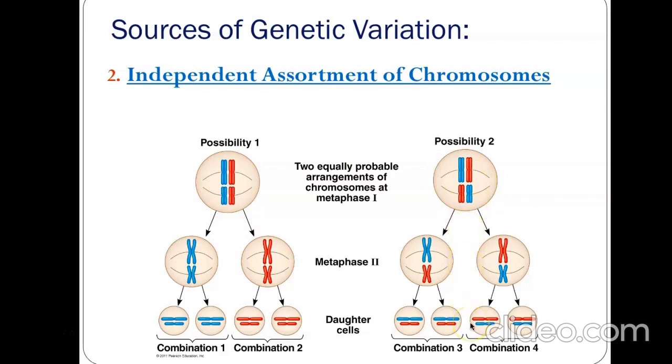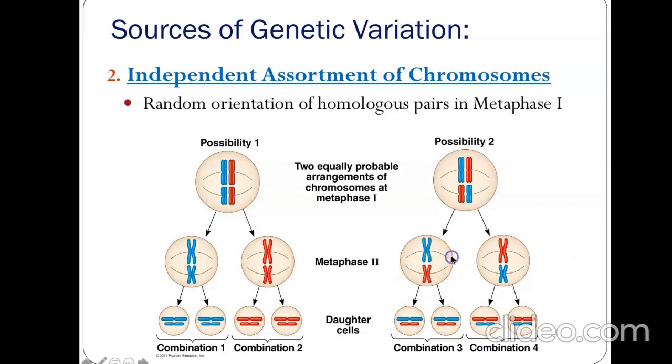So independent assortment of chromosomes is the random chance that homologous chromosomes line up the way that they do on the metaphase plate, with paternal or maternal being on the left or the right side. Hopefully that made sense. It's a random orientation of homologous pairs in metaphase 1.